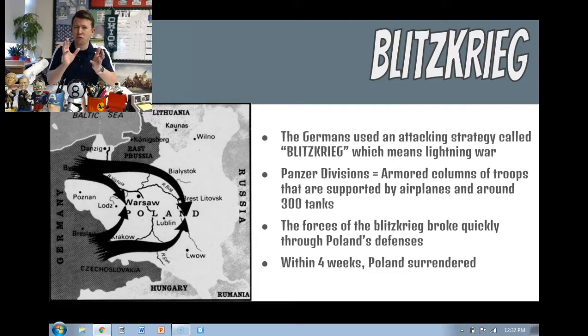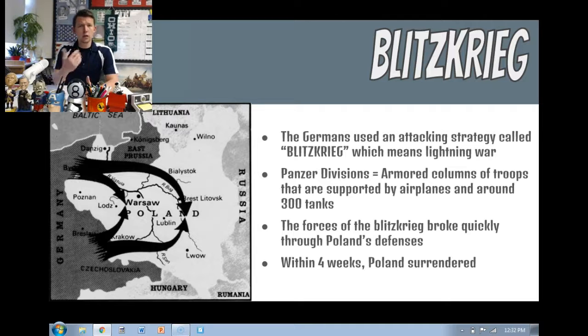If you think about it, if you know football terms at all, a blitz is when the defense all rushes right towards the quarterback. This is kind of the same thing. They're going to take all of their military, and they're going to charge right towards Poland as fast as they can. They will also do this towards the French and the British when war actually breaks out.